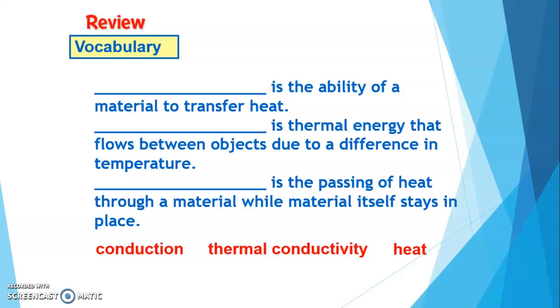The first one is the ability of a material to transfer heat. You can check in your notes if you don't remember and write the answer. The second one is thermal energy that flows between objects due to a difference in temperature. That is the most important concept. What is the answer? Try to guess. The next one is the passing of heat through a material while the material itself stays in place.